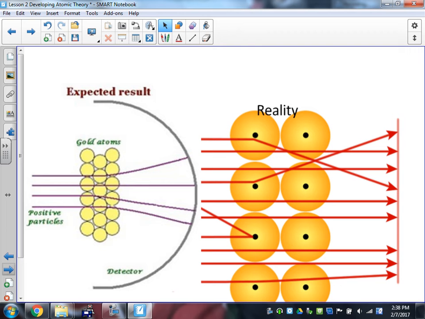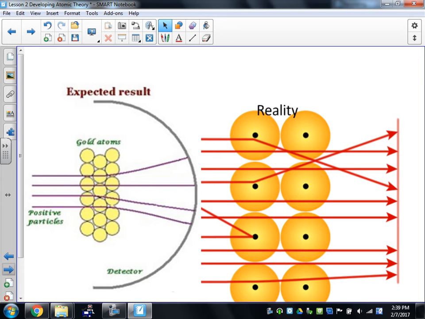So these are the positive particles here. And he would notice that somewhere, this is kind of what he was thinking would happen. You'd shoot them, they might go right through, or they would get deflected a little bit. But what was happening was some were actually hitting and coming back, or getting deflected pretty severely and coming back.